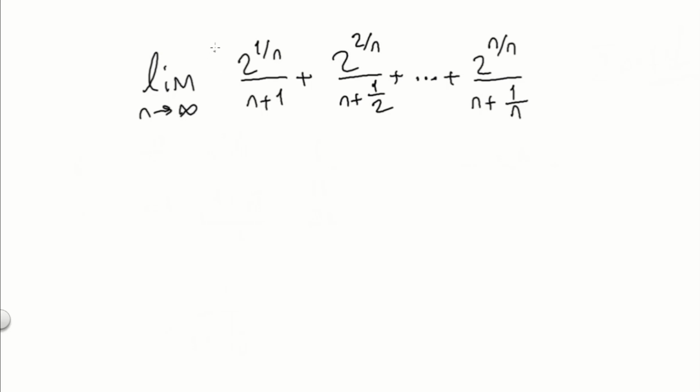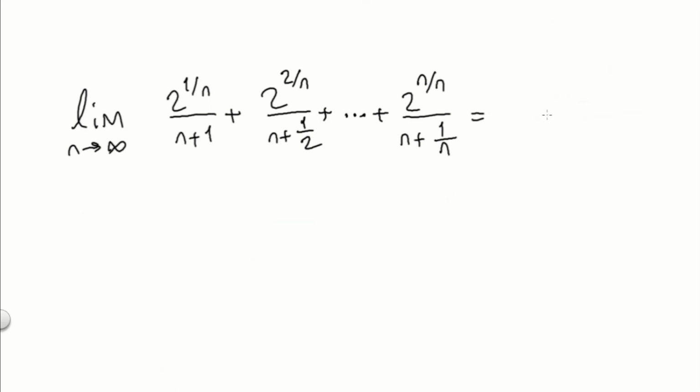So let's see how we can do it. Well, I basically have n terms because it's going from 1 up to n. So there are n terms and I'm adding them. It kind of looks like a Riemann sum, but it's not that simple. So let's see. I can express this sum with sigma notation.